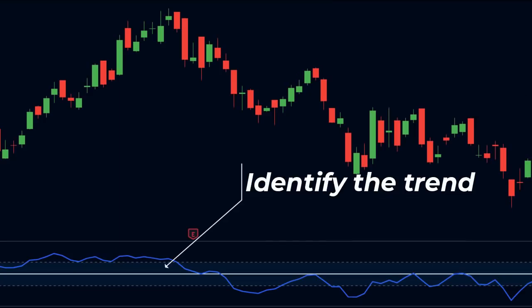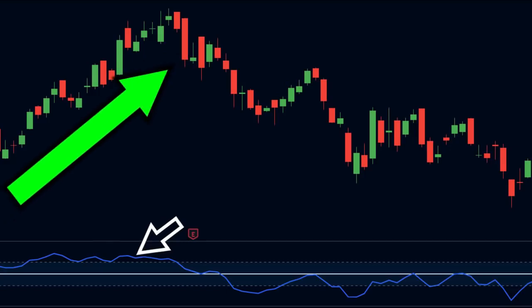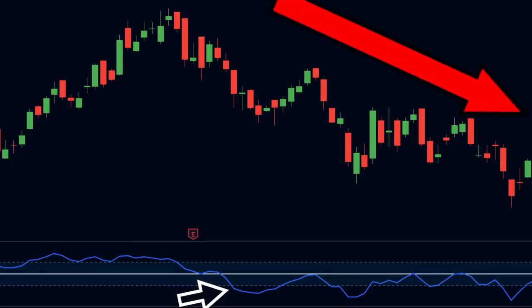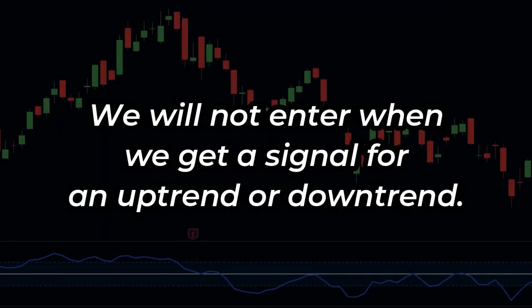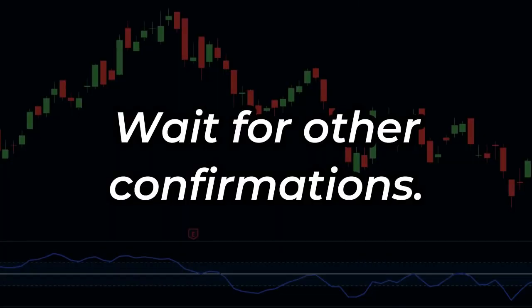So the placement of the CCI will help us in identifying the trend. When the CCI has sustained and is trading above the zero line, this shows us that the price is in an uptrend. Similarly, when the CCI has sustained and is trading below the zero line, this indicates the price is in a downtrend. Remember, we will not simply enter when we get a signal for an uptrend or downtrend. We want to wait for other confirmations to enter.